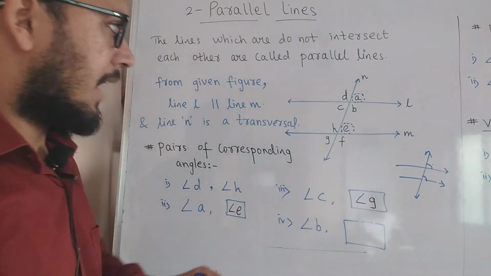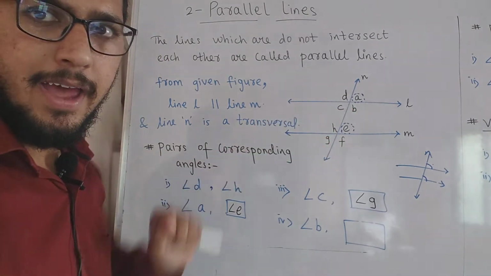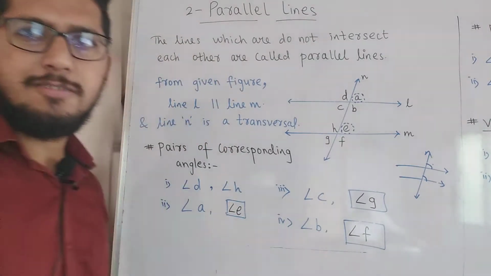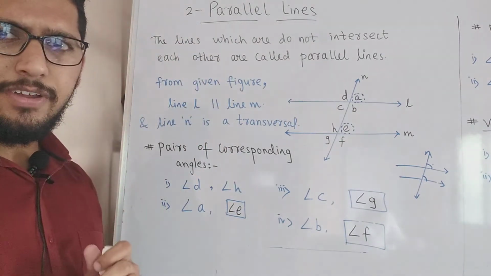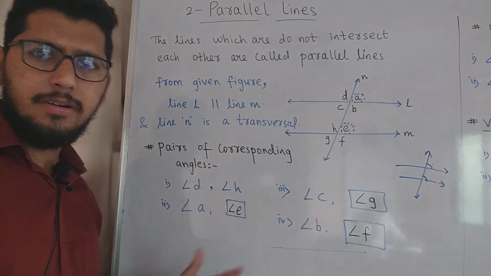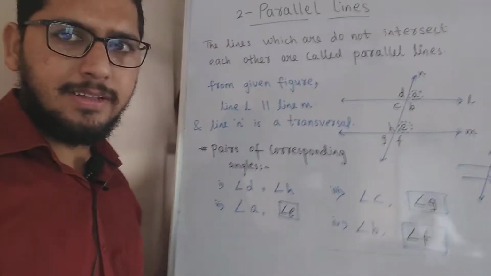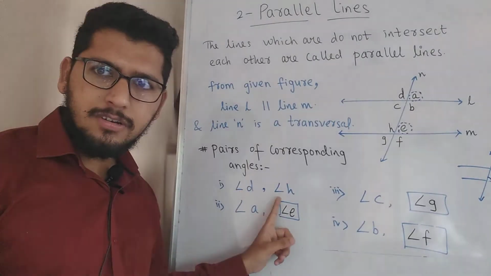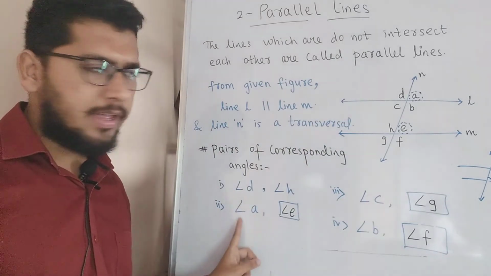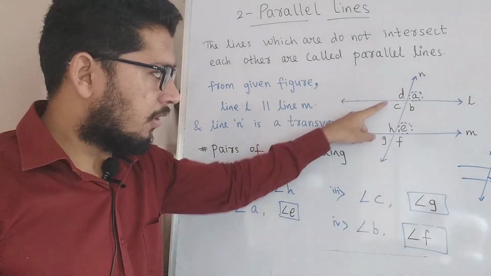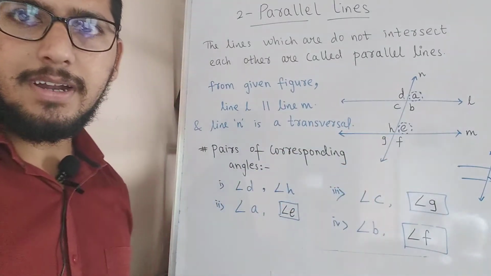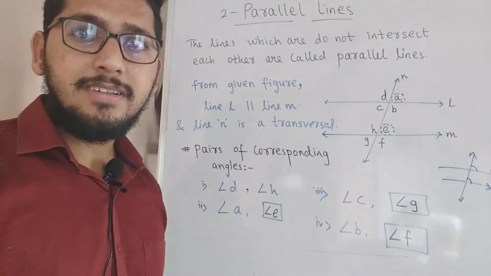In the same way, angle B is corresponding with angle F, so we write angle F here. So these are the corresponding angles. Corresponding angles are very simple. One pair is already given. Using one pair we have to write all remaining pairs. One pair is there: angle D is corresponding with angle H. D had H, so A will become E, then C of G, and B of F. These are the pairs of corresponding angles.